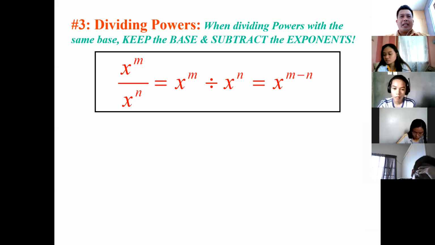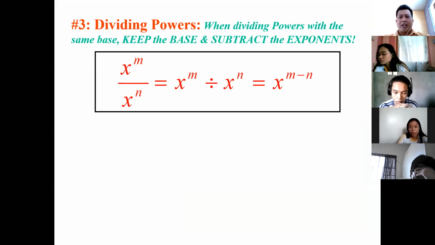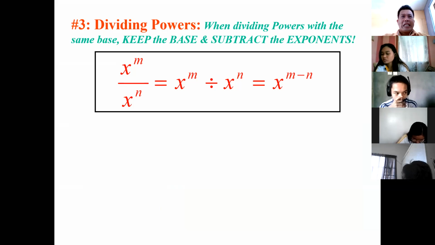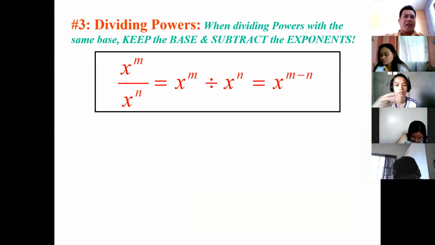In general mathematics, we call this rule number 3, the quotient rule. If rule number 1 is the product rule, rule number 3 stands for the quotient rule. Quotient simply tells us that the operation is division, right? So if you have x to the power of m all over x to the power of n, this means that x is raised to the power of m divided by x to the power of n.